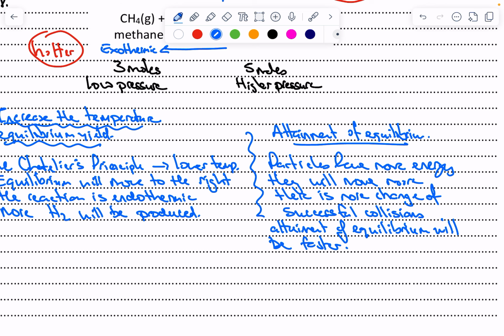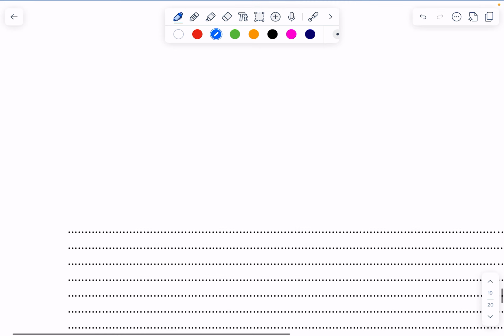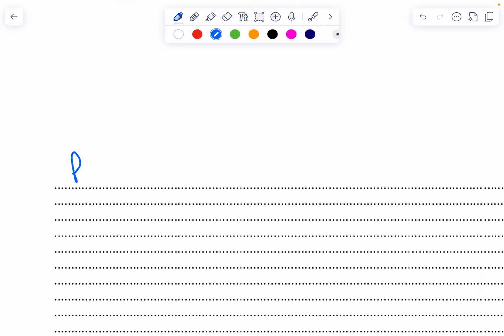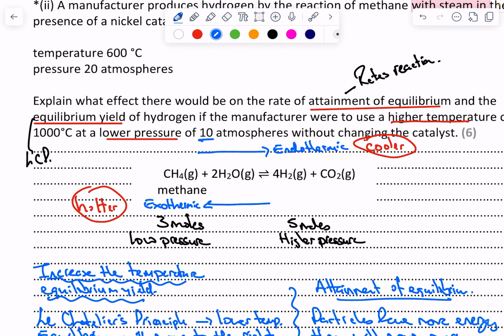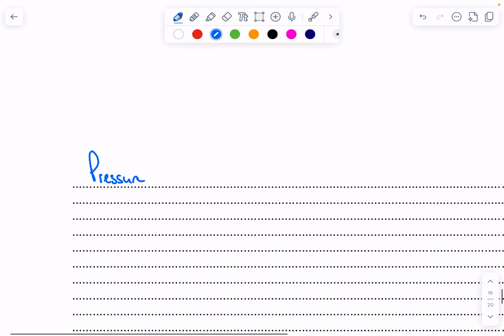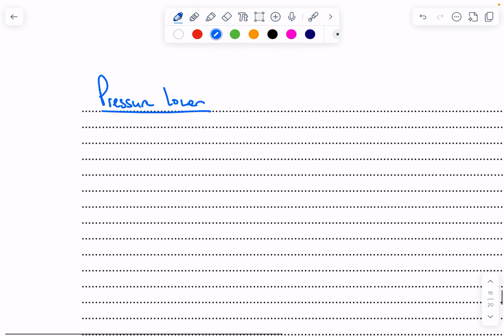Okay, so that's explained those two. The next situation they wanted us to talk about was the pressure. So I'm going to come down here and we're going to do the pressure. What they were trying to do in this situation is go to a lower pressure, so here we're going to say pressure is going to be lower. Again, using the same format, we're going to do equilibrium yield first. So let's do the first step.